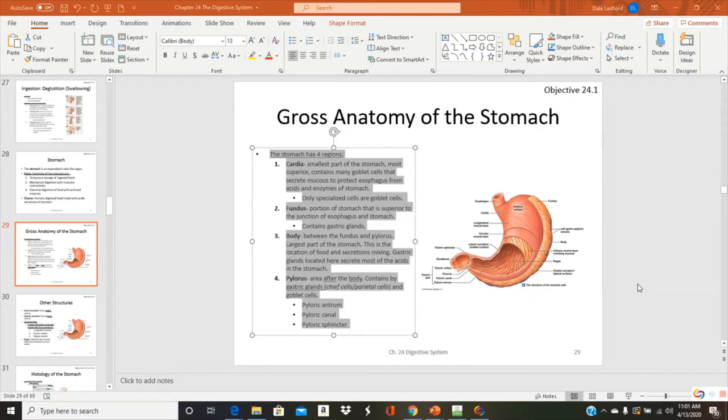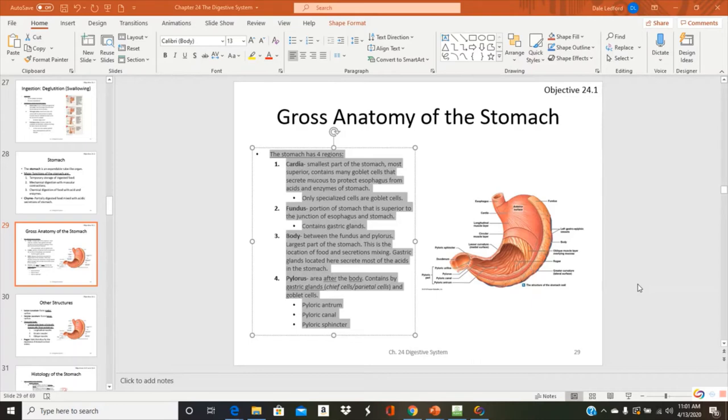Parietal cells make intrinsic factor that absorbs vitamin B12. If you do not produce this, you would end up with B12 deficiency. You can end up with something called pernicious anemia. All right, intrinsic factor. But they also make hydrochloric acid, HCl.